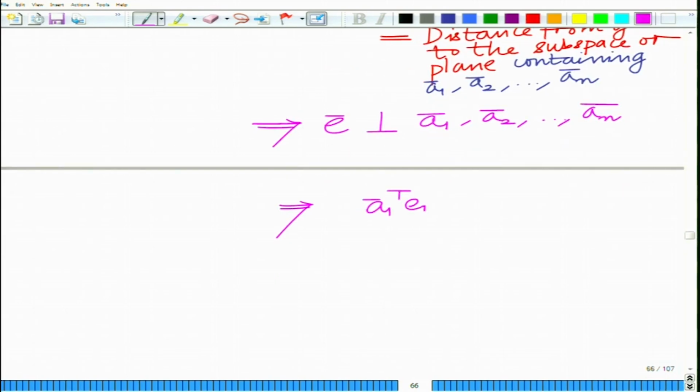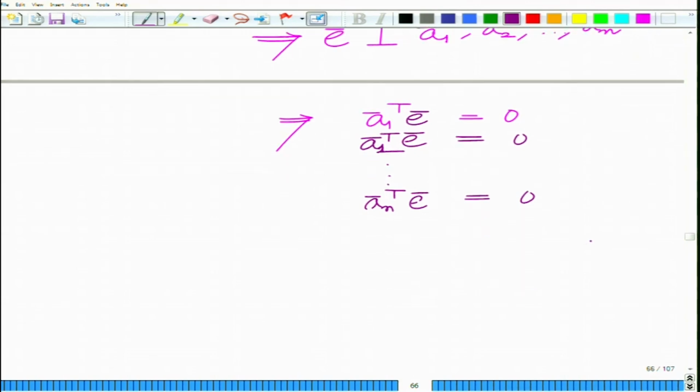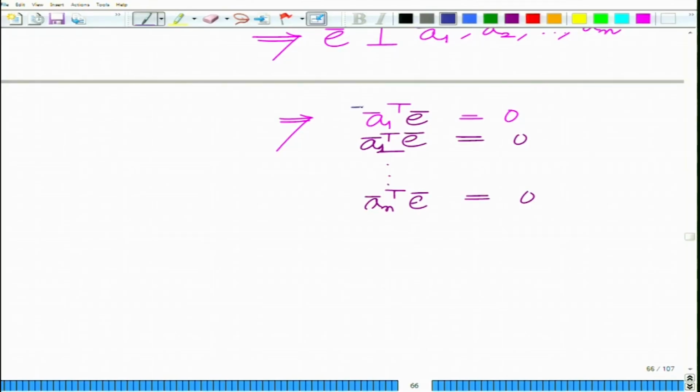a1 bar transpose E bar equal to 0, a2 bar transpose E bar equal to 0, and so on, an bar transpose E bar equal to 0. That is, E bar has to be orthogonal to all these vectors a1 bar, a2 bar up to an bar. And now you can write this as a matrix. So, this implies basically, now you can concatenate these conditions as a matrix.